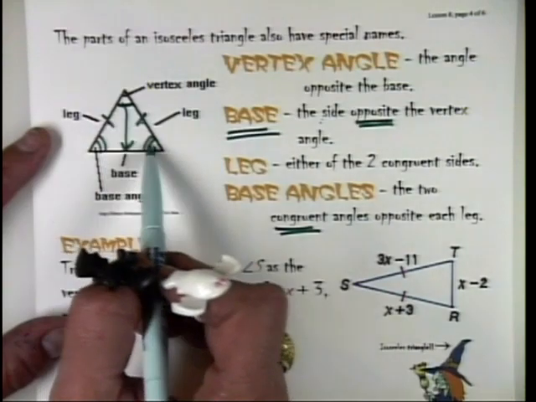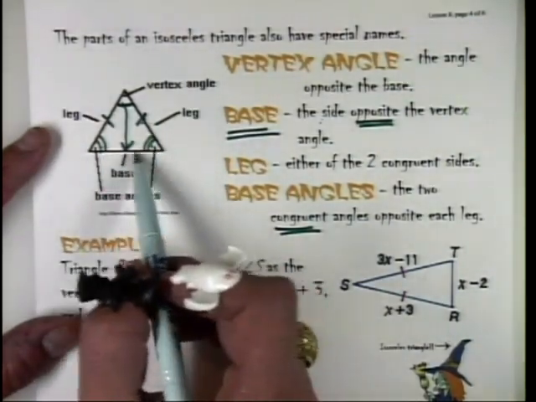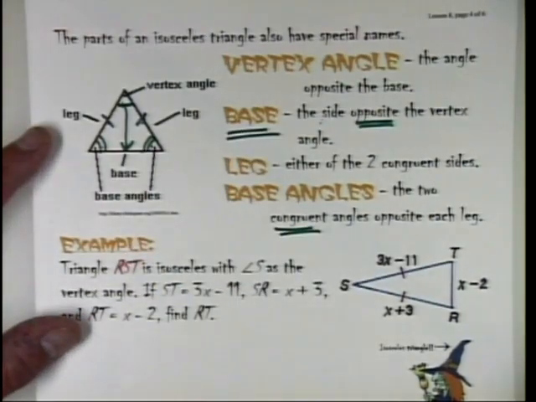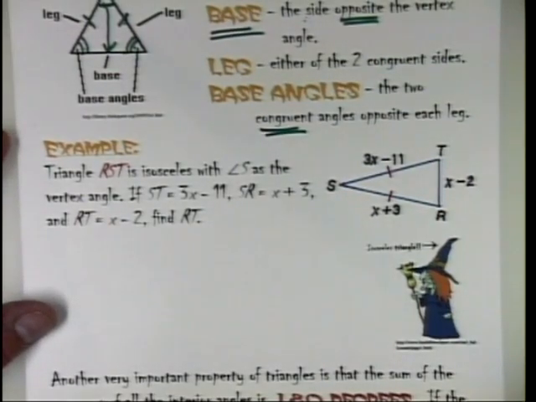So opposite this leg is that angle, opposite this side is that angle. And notice that the base angles actually touch the base side. All right, so digest all that right now because we're going to go ahead and put that to use. It's a lot of information. Let's look at an example.